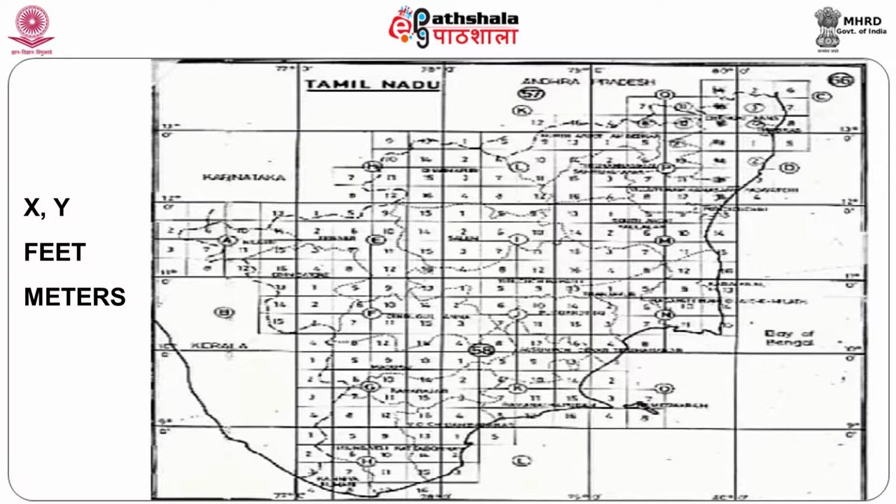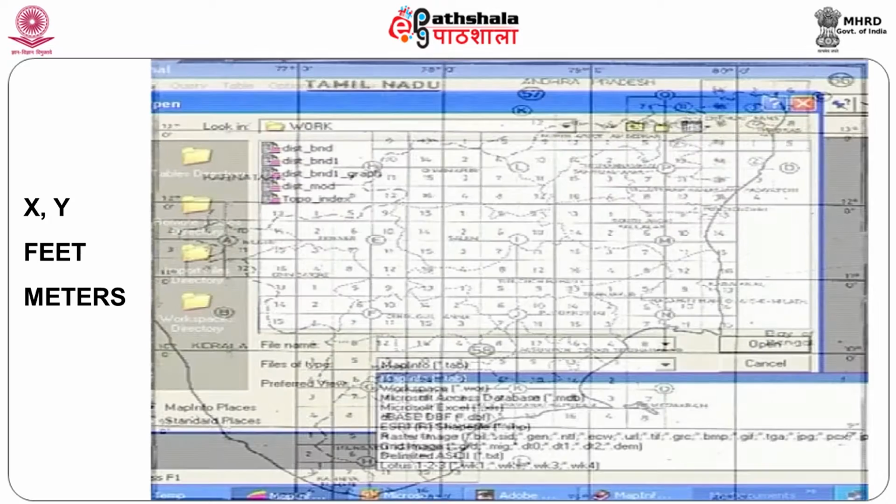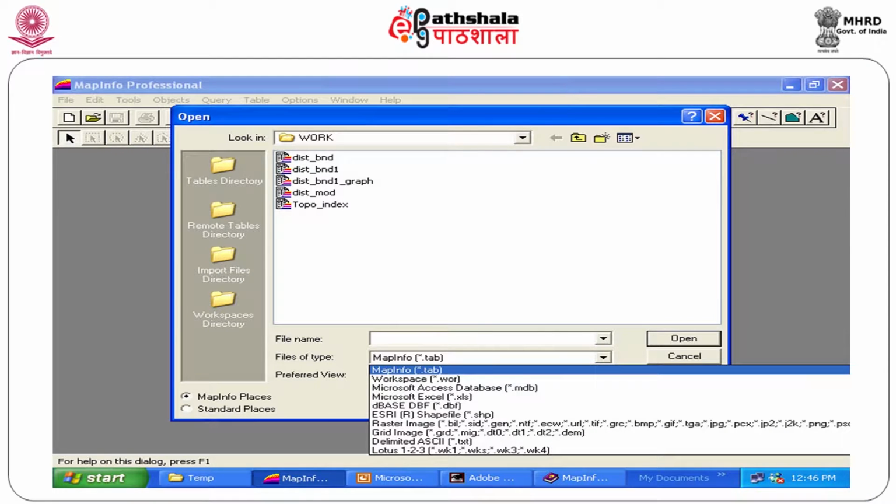So, this is the major difference between a drawing and a map. In the case of a drawing, a map once scanned, or a sheet of paper once scanned, will be shown only in feet or meters; it will not be referred to any earth coordinate system. Hence, I am now going to use a specific software, a simple software, which we call MapInfo.